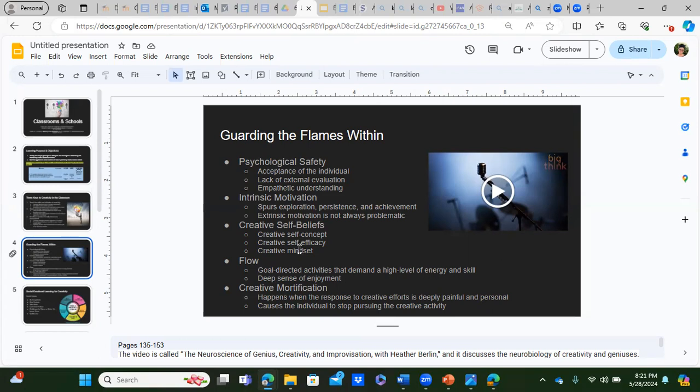A related construct, creative mindset, reflects whether or not we believe creativity can be developed, or is a fixed ability. So it works hand in hand with the concept of growth mindset. So that kind of covers the 4 creative self-beliefs. Again, this goes hand in hand with the concept of creative flow and creative mortification. So creative flow is a powerful type of motivation.